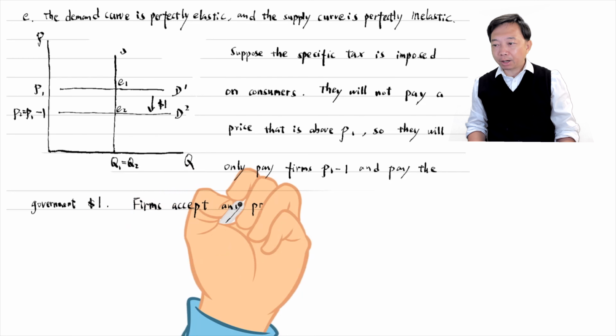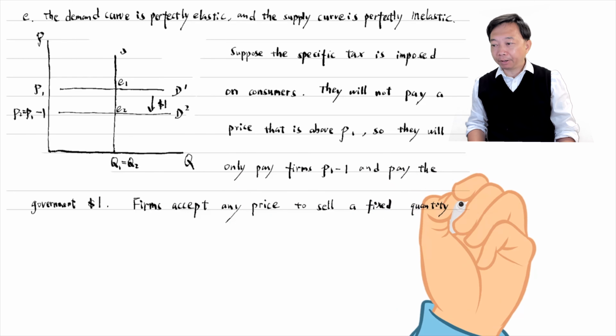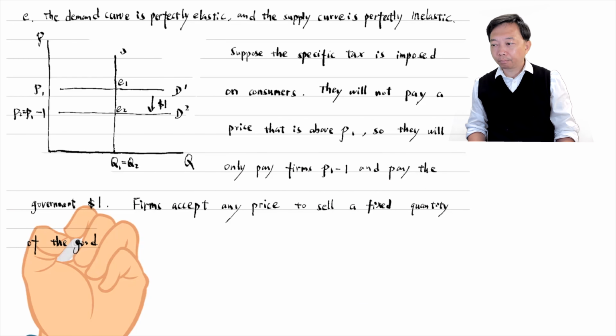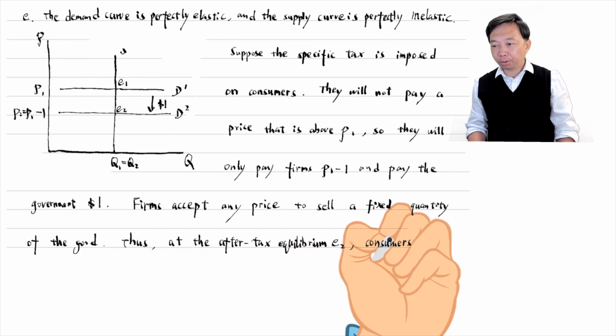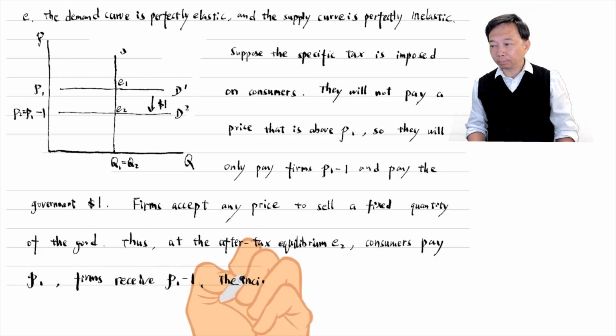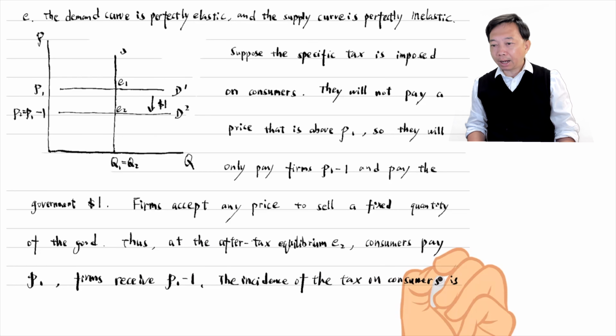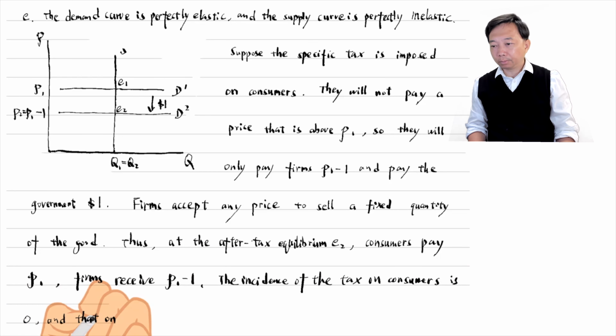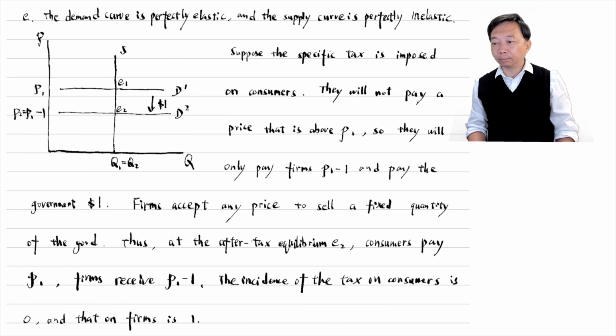Firms accept any price to sell a fixed quantity of the good. Thus, at the after-tax equilibrium E2, consumers pay P1 and firms receive P1 minus 1. The incidence of the tax on consumers is 0, and that on firms is 1. We can also get the same result using the formula.